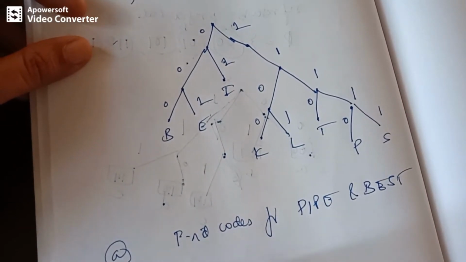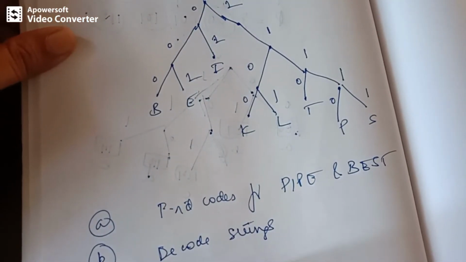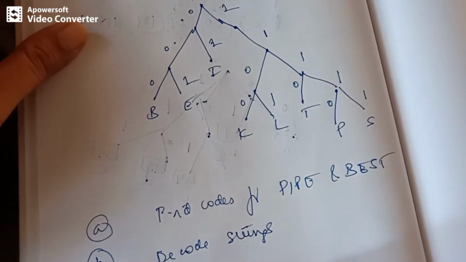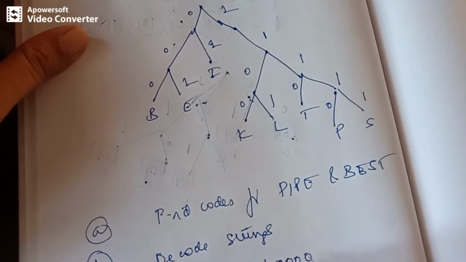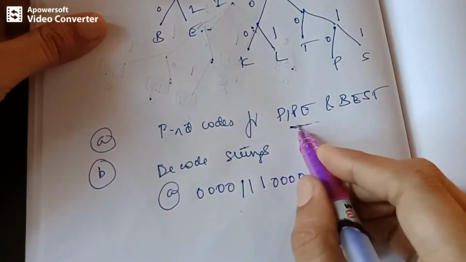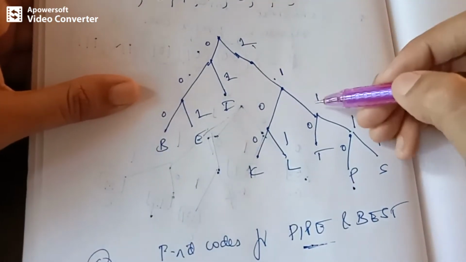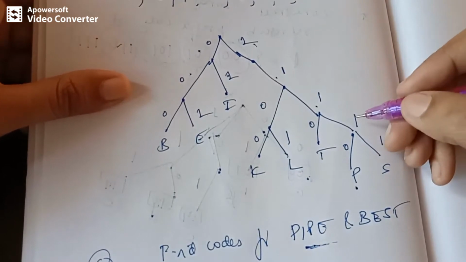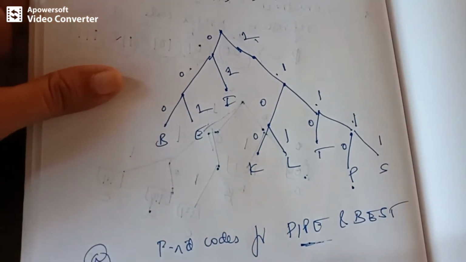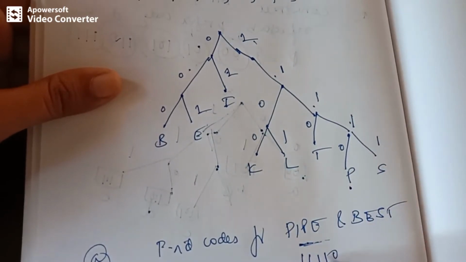And the next question is decode the strings 0 0 0 0 1 1 1 0 0 0 0 1. Okay, this is the thing. So how do you find the code for pipe? Just observe how we get pipe. 1 1 1 1 0. So this code is 4 ones and then 0, right?